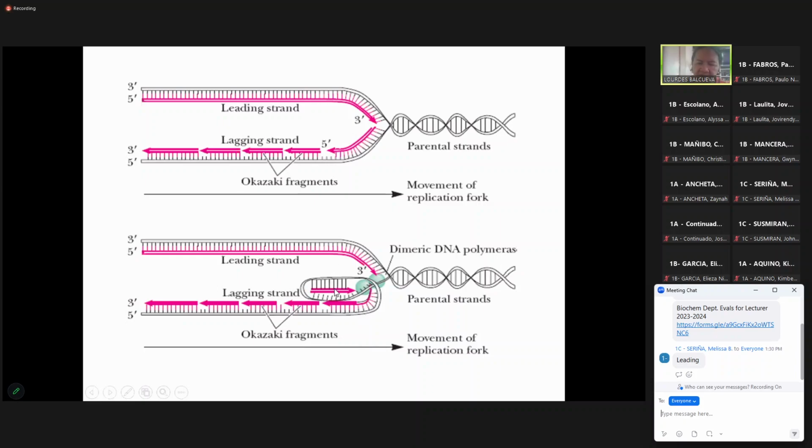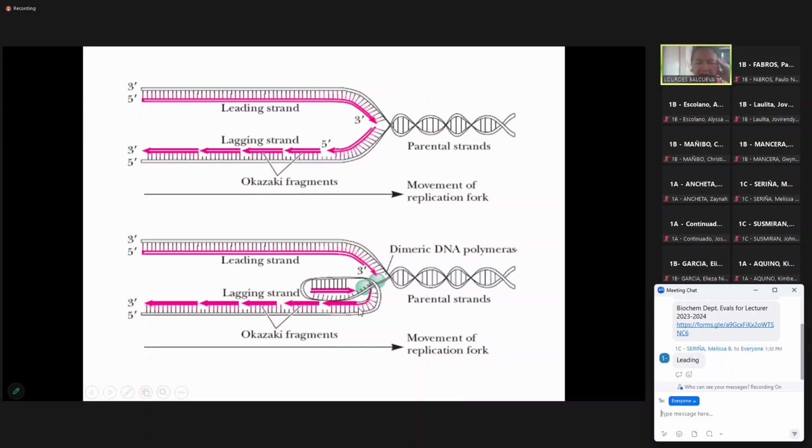The first one is made up of RNA and DNA. All of them, RNA, DNA. It is pushed towards the end. Then the next one will be pushed here. It follows, and so on, until the whole strand is replicated.